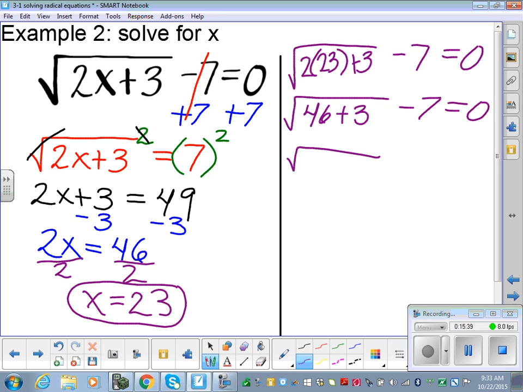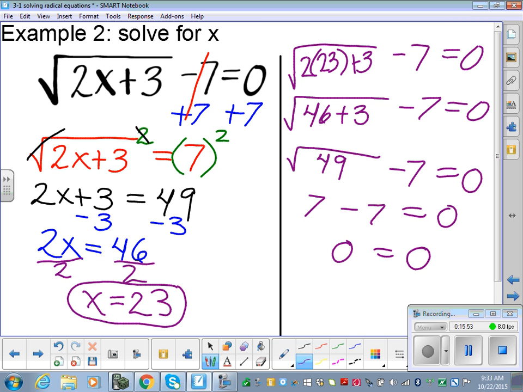So we have the square root of 49 minus 7 is equal to 0. What is the square root of 49? 7. 7 minus 7 is equal to 0. Is this a true statement? 0 is equal to 0. It is a true statement. We've checked it. We know we can keep that answer. So our answer is x is equal to 23. Questions on that?